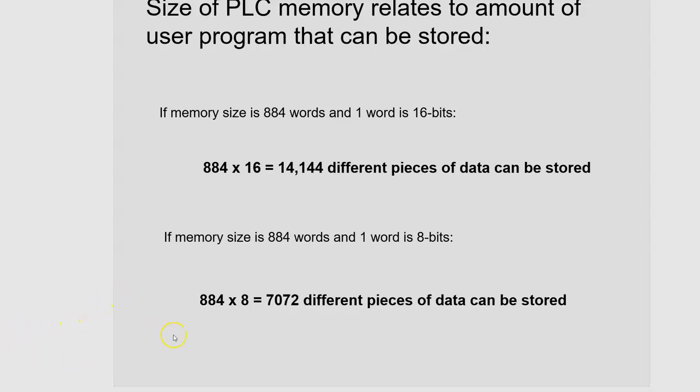If, on the other hand, I have 884 words, and a word size is 8 bits, well, do the same process here. I'll have 884 words times the word size of 8 bits. If I take 884 times 8, now I can only store 7,072 individual pieces of data, individual zeros and ones. So knowing how to size memory, how to determine how many zeros and how many ones I can store, turns out to be pretty important.